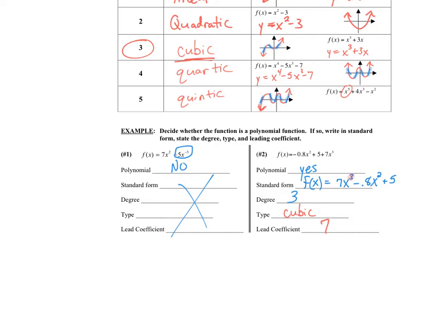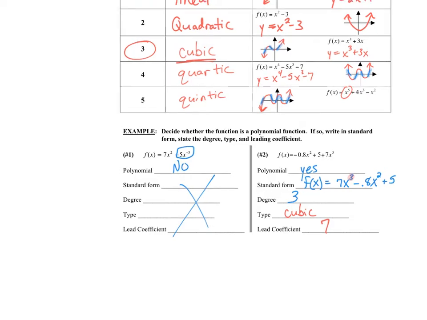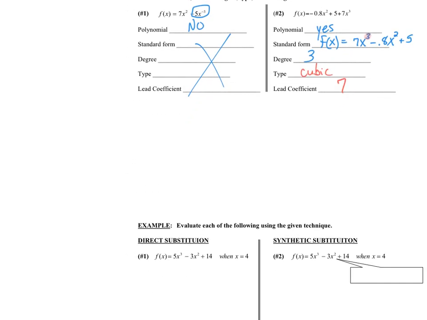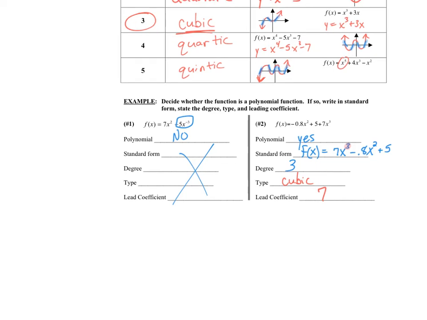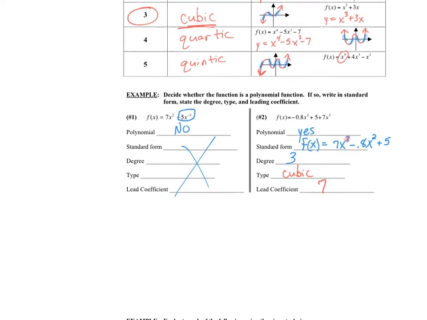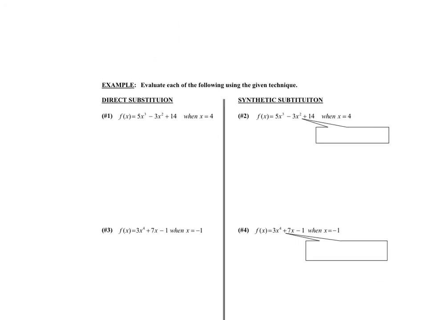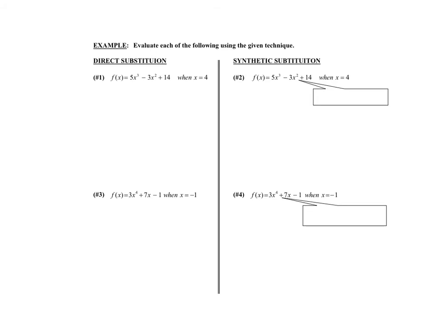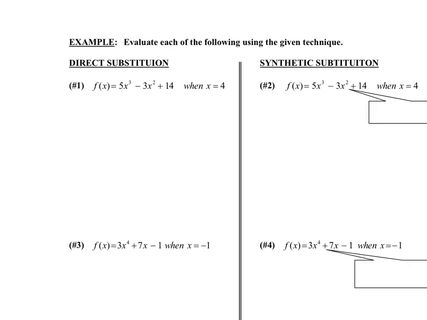So we have cubic, leading coefficient, the degree. We can find all that stuff out when we put this in standard form. Okay, so that's the new definitions that we're going to cover. And in the last part of the notes, we're going to talk about substitution and the different types of substitution there are. So we can do direct substitution or synthetic substitution, and we're going to talk about the difference right here.